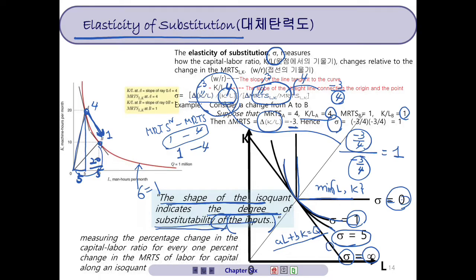Let's think about this one. Infinity. Substitutability between the two inputs, which are L and K, becomes infinite. What about here? Substitutability between L and K becomes 0. I think I mentioned the example of pairs of shoes. Right-hand shoes cannot replace left-hand shoes at all. In that case, substitutability or elasticity of substitution becomes 0.